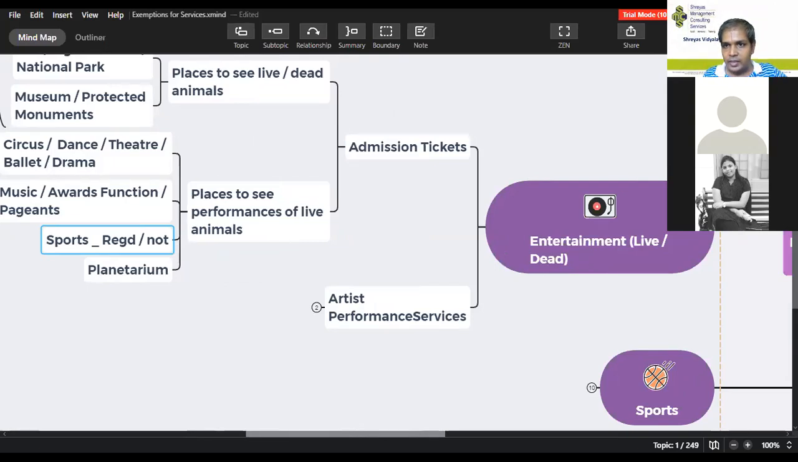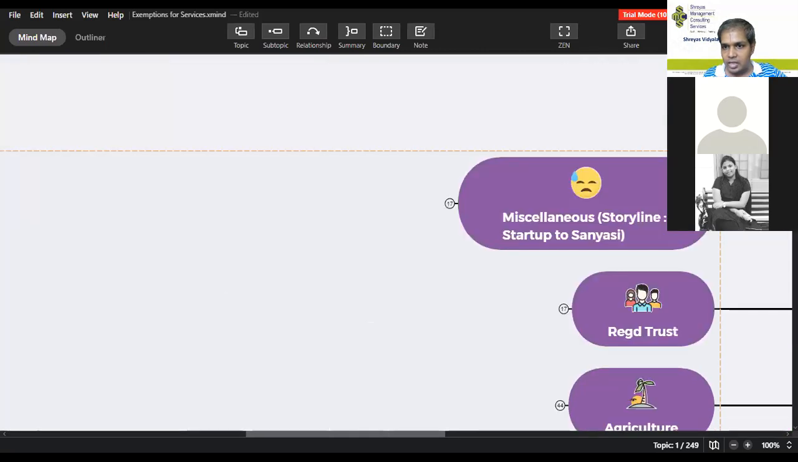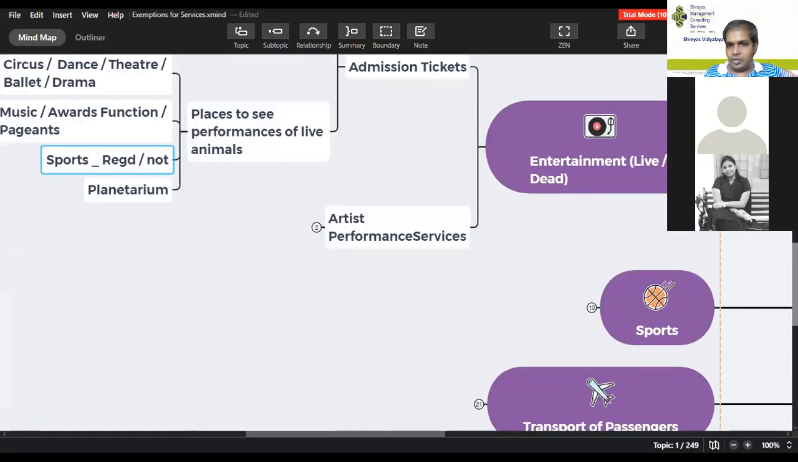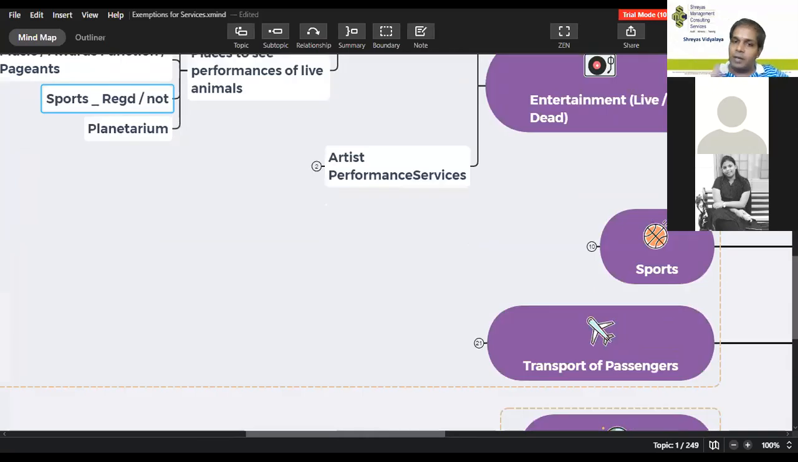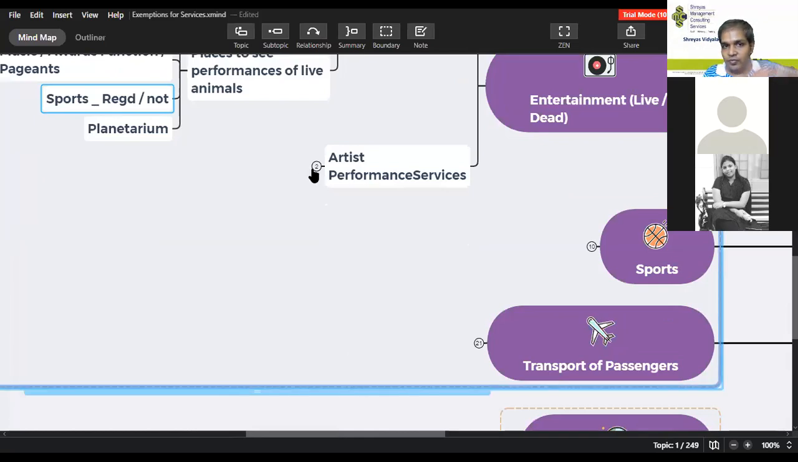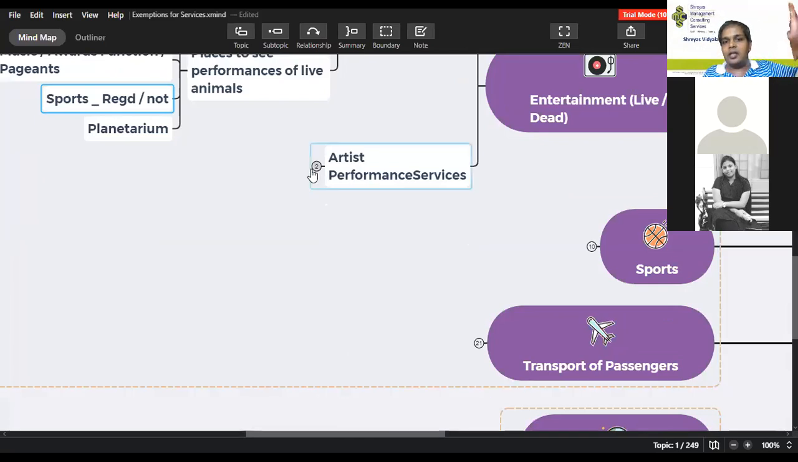So I think I cannot discuss the rest of the points. The last two are there. We will have to take it to some other session. Now, the people who perform these services, the artist who performs these services. So first is the ticket, and the person who performs services gets some performance fees.